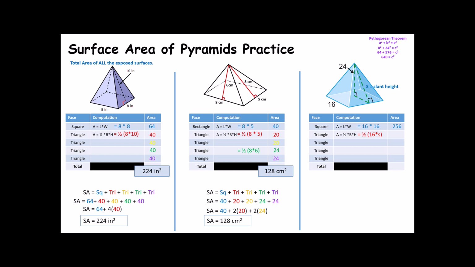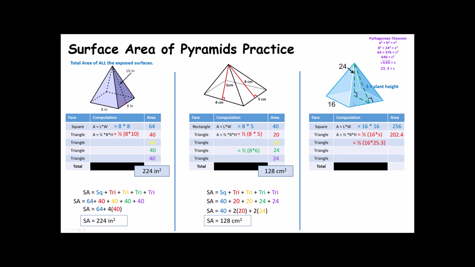How do I undo squares? Well, I square root both sides. When I square root both sides, I get c is the square root of 640, which is about 25.3. In my class, we're always going to round this to the nearest tenth. That ensures that we're all getting the same answers when we go to work this out. So I'm going to plug in that 25.3 for the slant height. I'm going to do my computation, and I'm going to get 202.4.